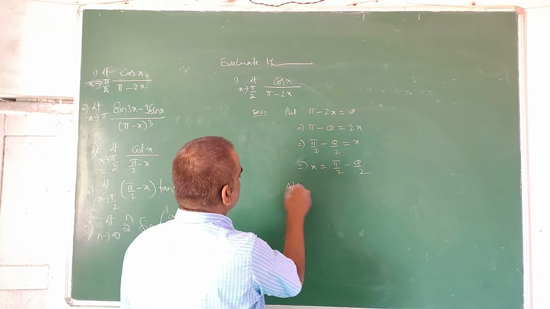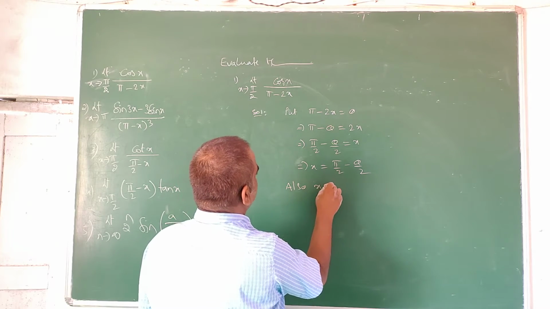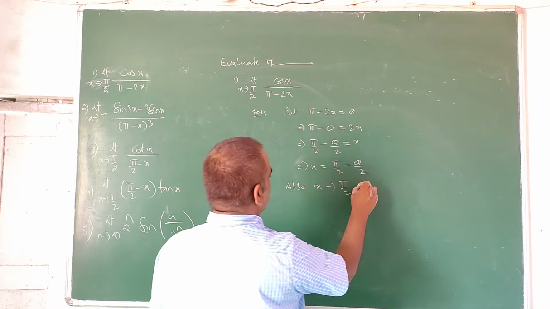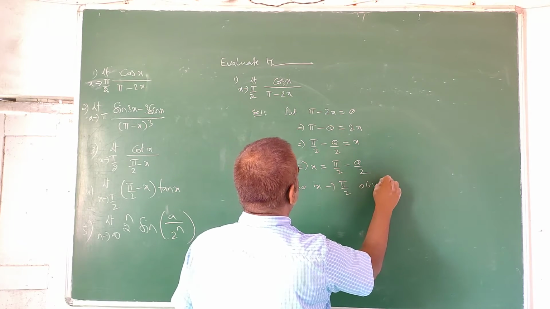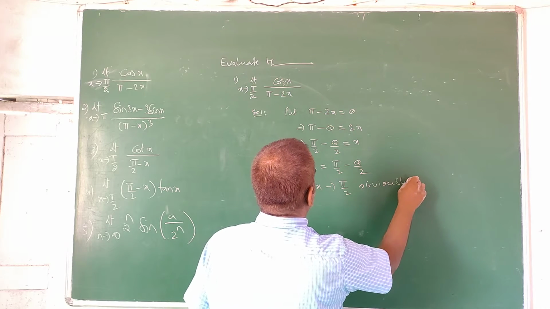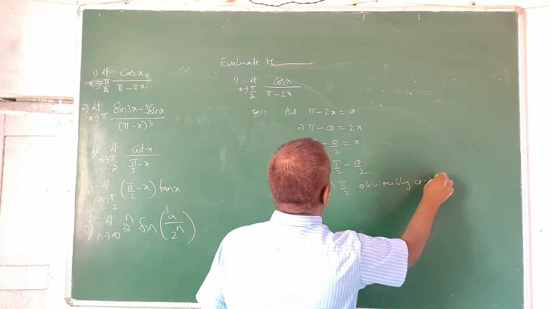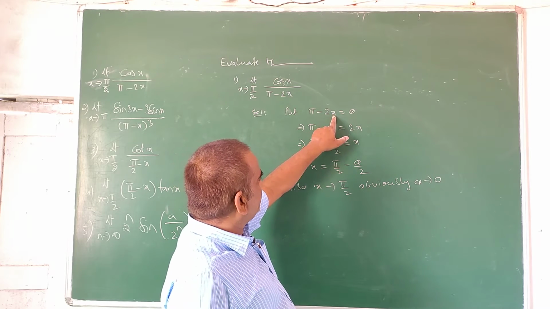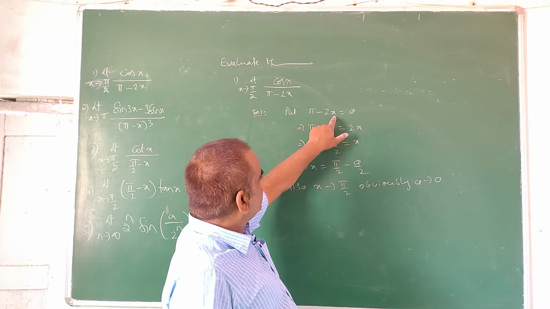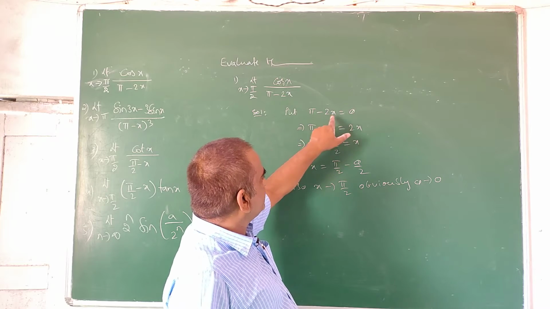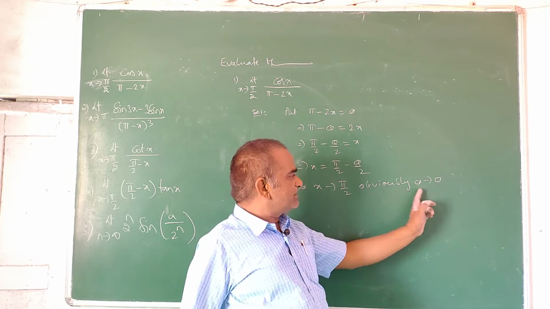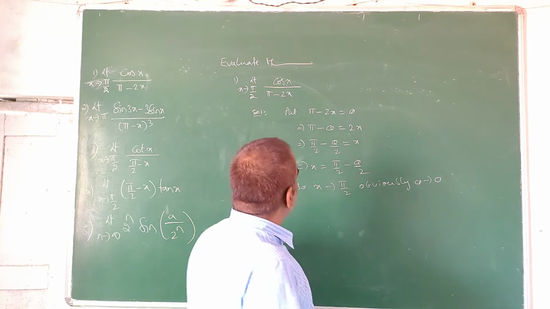Also, when x is approaching pi by 2, obviously theta approaches 0. See, if you replace x here with pi by 2, so 2 gets cancelled, pi minus pi is 0, theta is 0. So when x is approaching pi by 2, obviously theta approaches 0.